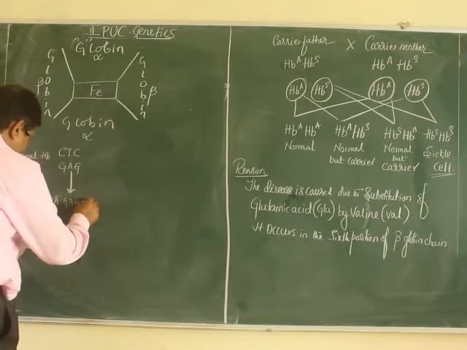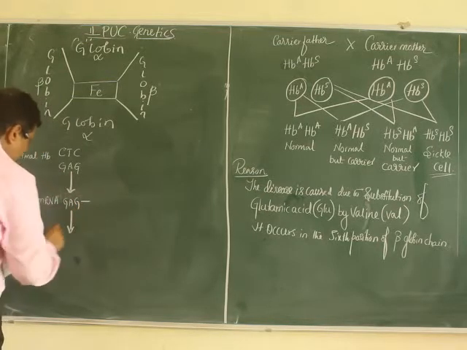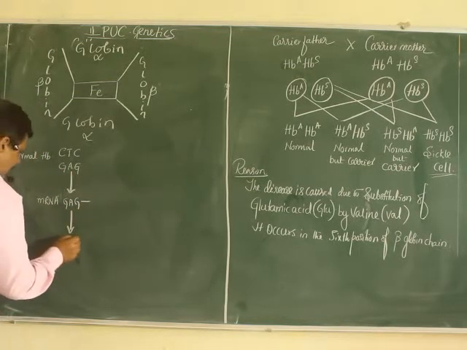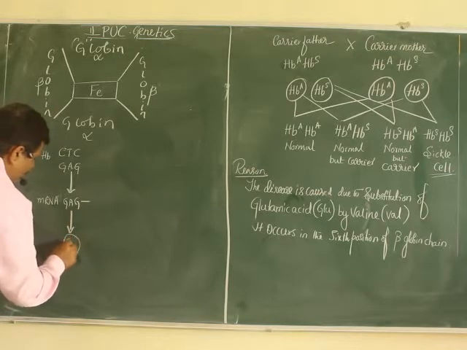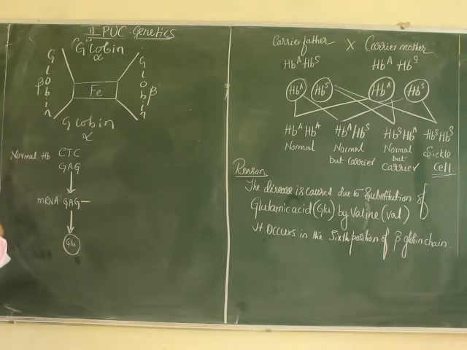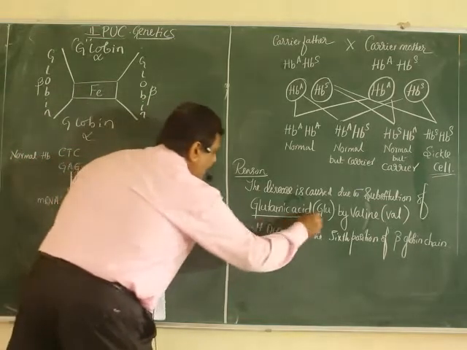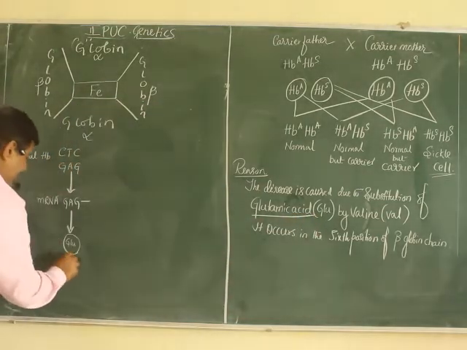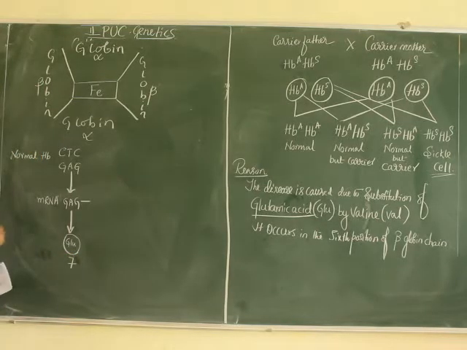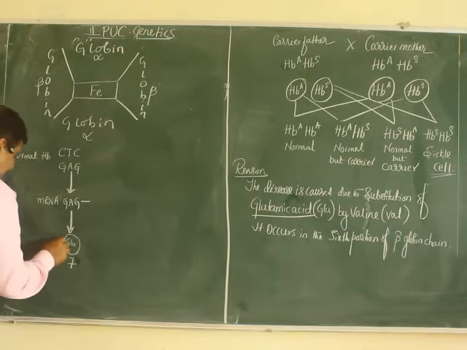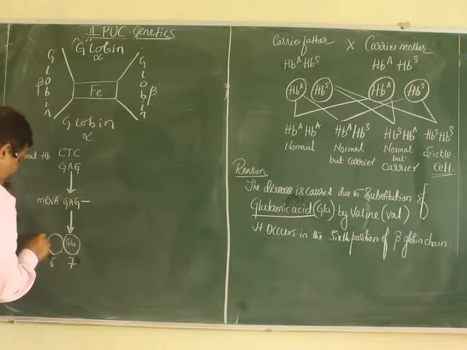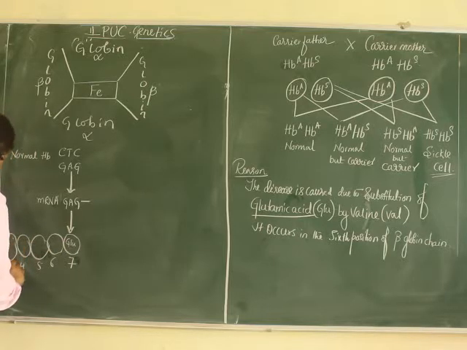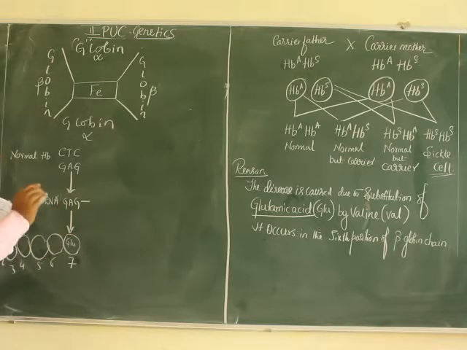So this is able to produce an amino acid called glutamic acid. What is that? Glutamic acid. So, the 7th amino acid of the globin chain. Which amino acid? The 7th amino acid. The remaining are the same, 6th, 5th, 4th, 3rd, 2, 1. There is no change, and the 8th one is also no change.